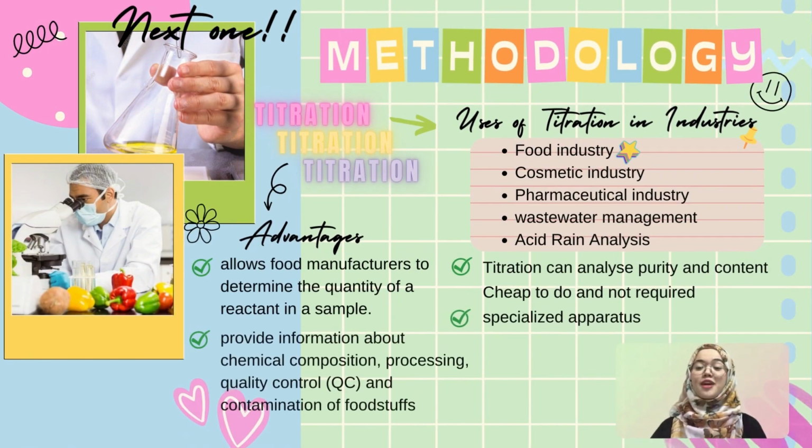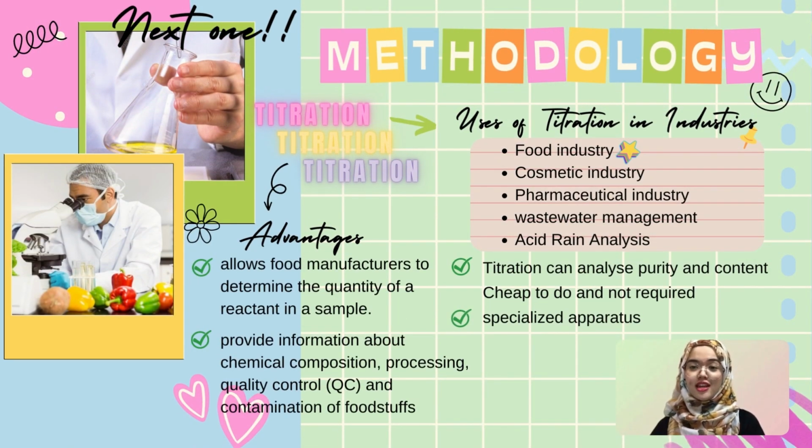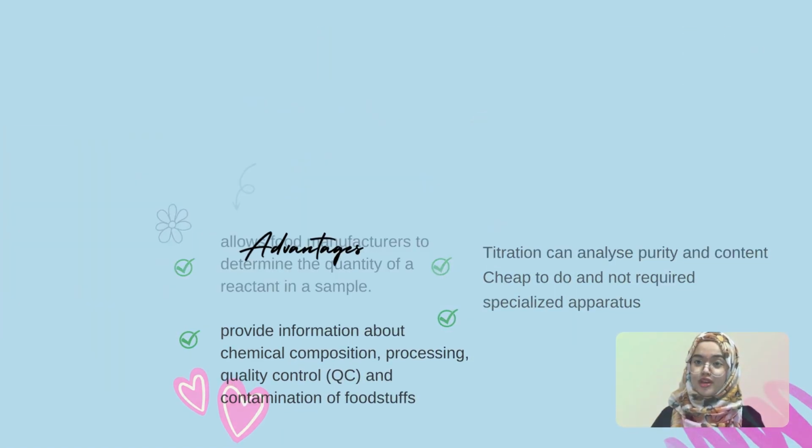Next one, there are many uses that involve titration in industry nowadays. But today, I would like to highlight about food industry. The advantages of titration in this industry is to allow food manufacturer to determine the quantity of a reactant. Also, it provides a lot of information such as quality control and contamination of foodstuff. Titration is also able to analyze the purity and content of a food. And lastly, the process is cheap and not that complex to be done because there is no specialized equipment required.